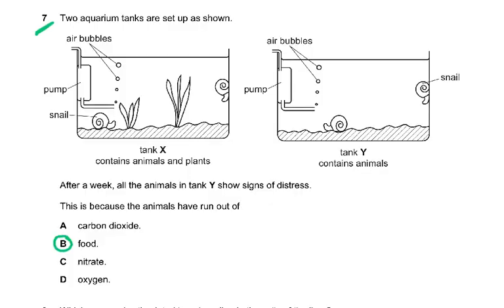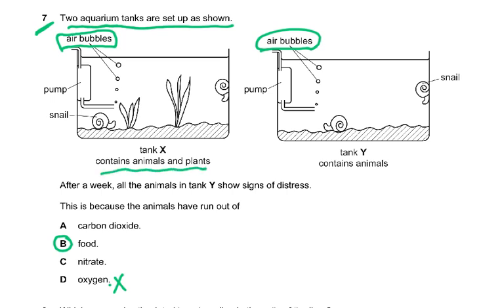In question 7, now it is very obvious something was missing. Two aquarium tanks are set up as shown. Now you have to realize air bubbles were present in both. And air is providing the oxygen, so you're not going to be worrying about the oxygen. So oxygen was totally wrong, because in both situations, air is being present. Then it says there's a pump and there are snails and some plants. The second, tank X, contains animals and plants. Tank Y contains only animals, no plants.